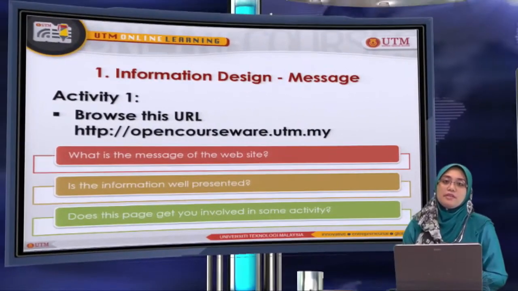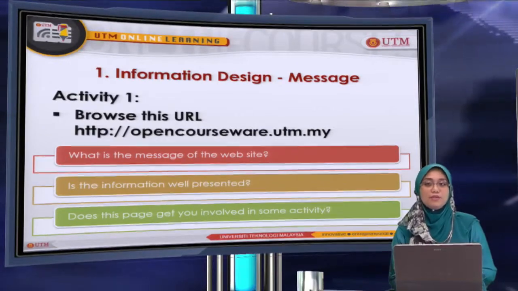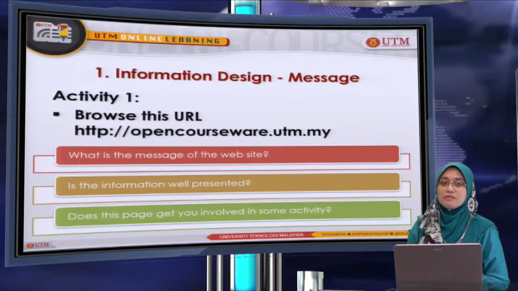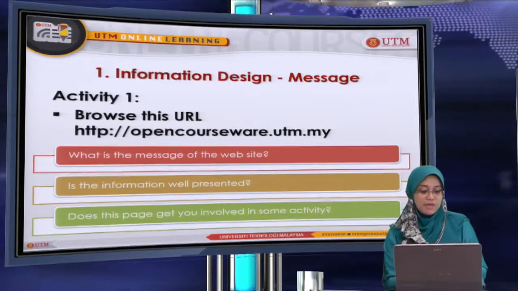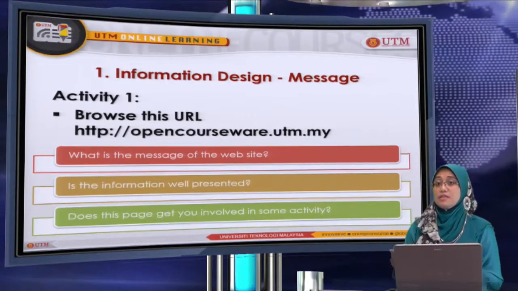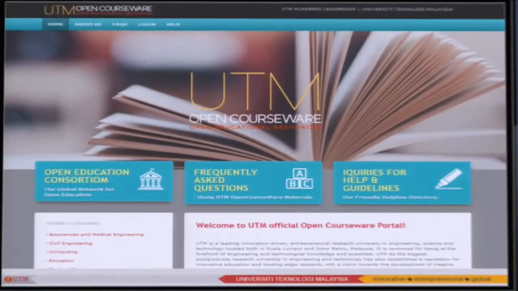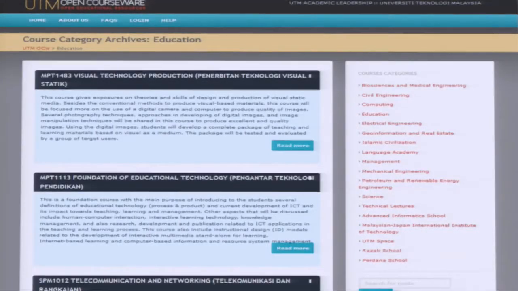We go for activity 1. Browse this URL, opencourseware.edtn.ny. What is the message of the website? Is the information well presented? Does this page get you to be involved in some interactive activity? Let's take a look. Therefore, when you answer these questions, you must provide essential guidelines to creating informative web pages.